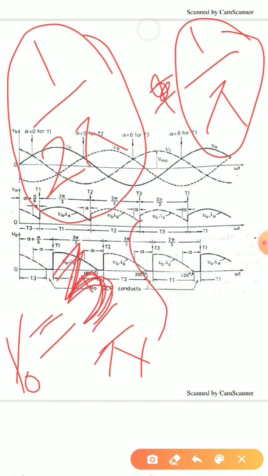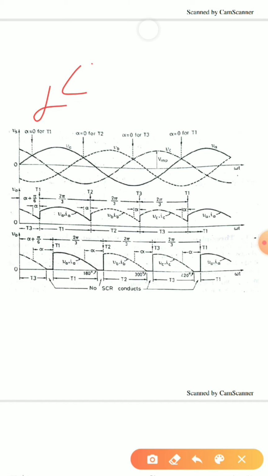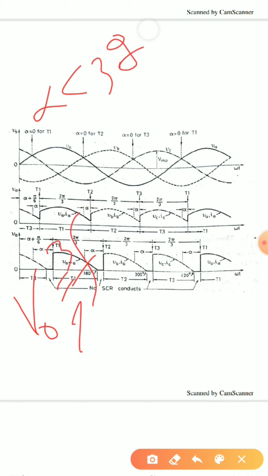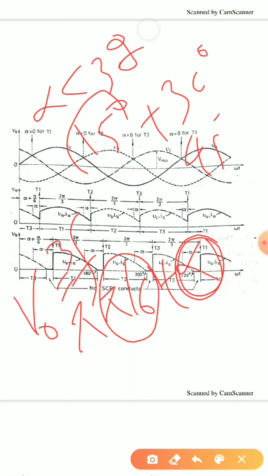What is the limit that I am getting? For example, let us consider the case of alpha less than 30 degree. So the limit I will get is, V naught is equal to 3 by pi, and the limit is pi by 6 plus alpha. Pi by 6 is nothing but 30 plus alpha. Why 30? Because as we know, if the firing pulse is given at 15 degree, my thyristor will start conducting at 45 degree only. So this is my alpha. To that alpha, I have to add 30 degree.